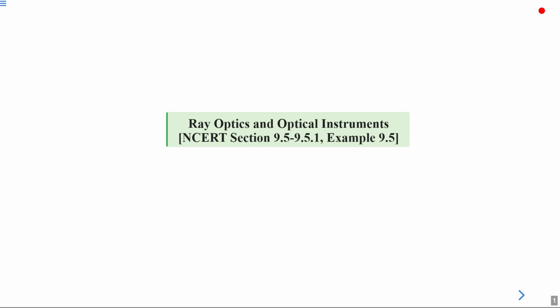Hello students, today we are going to discuss NCERT section 9.5 to 9.5.1 and example 9.5 of ray optics and optical instruments.